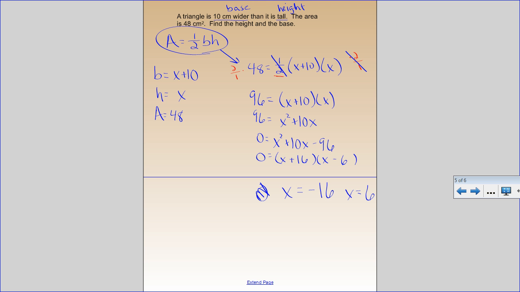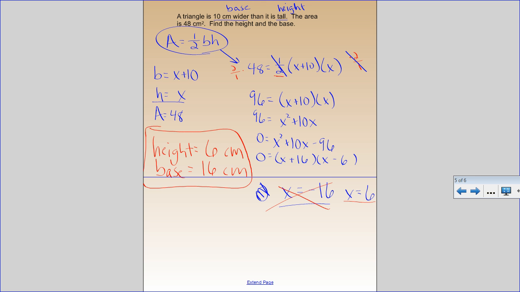And let's think about which of these two makes the most sense. We cannot have a height that's negative feet, or negative centimeters in this case. So we cancel that one out. The only one that makes sense is my x equals 6. I plug it back into my solution. My height is 6 centimeters, making my base 6 plus 10, 16 centimeters. Now I've stated my solution.